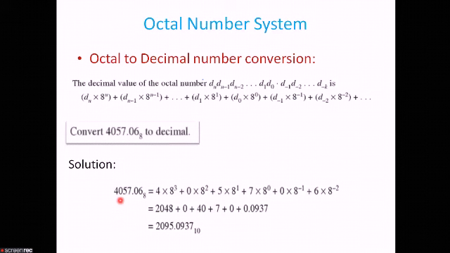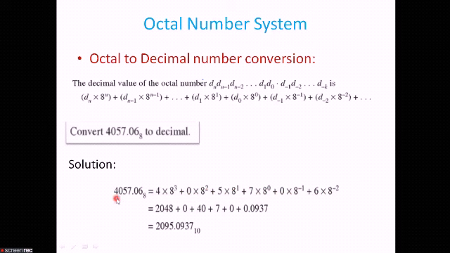Now see, this is 4057.06. So the point is here. So this is the first position, that is 0th position. 0 starts from 0. This is 1, this is 2, this is 3. And what is the position here? This is -1 and -2. So we will go on doing like this. Starts from here. Suppose it is 3 positions. So 4 into 8 to the power of 3 plus 0 into 8 to the power of 2 plus 5 into 8 to the power of 1 plus 7 into 8 to the power of 0 plus 0 into 8 to the power of -1 plus 6 into 8 to the power of -2.